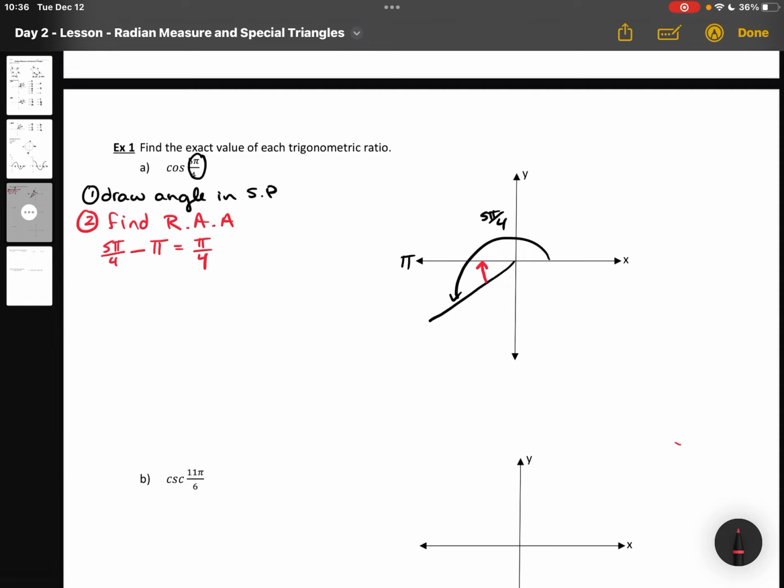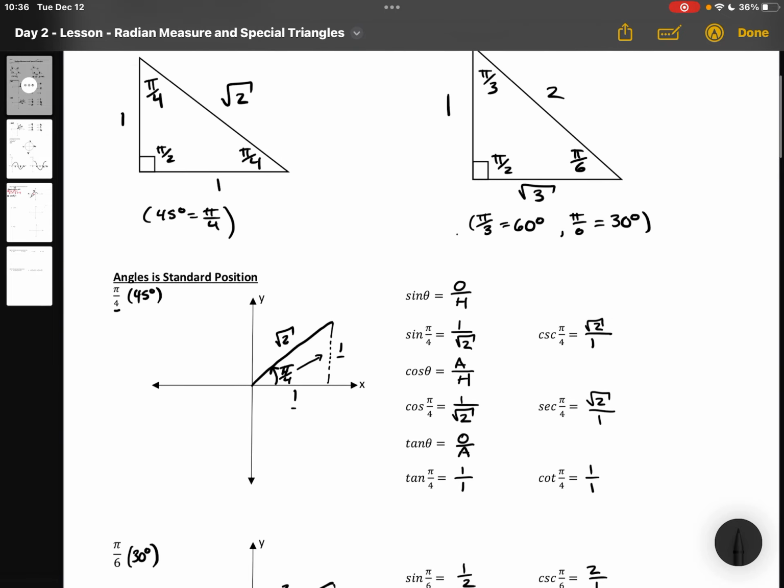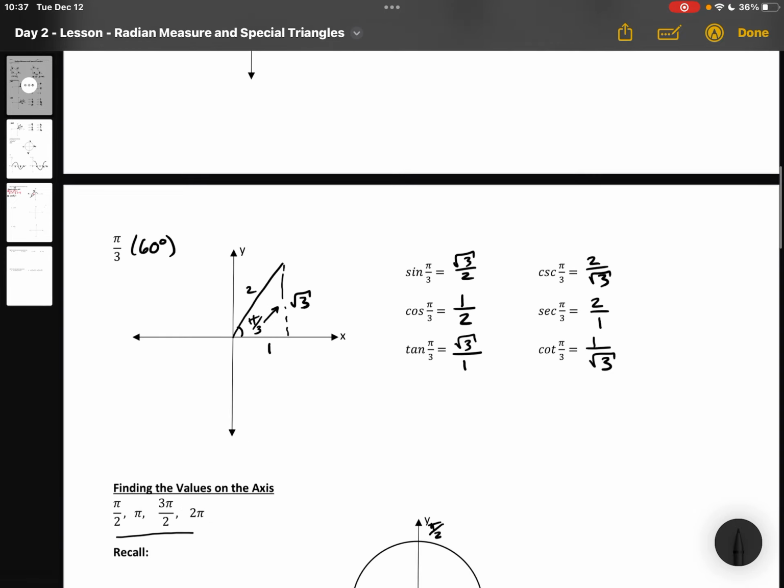So once we found that related acute angle, that is the first thing that we're going to do, and we're just going to call it theta. Now we can use the special triangles to find the cosine of that related acute angle. So I can go back and look up at my chart here. I've got cosine 45 degrees, or cosine of pi over 4. I can see right here that it's 1 over root 2. I can also see that from my triangle. My adjacent side is 1. My hypotenuse is root 2.